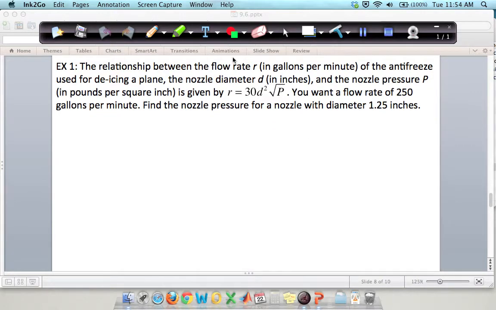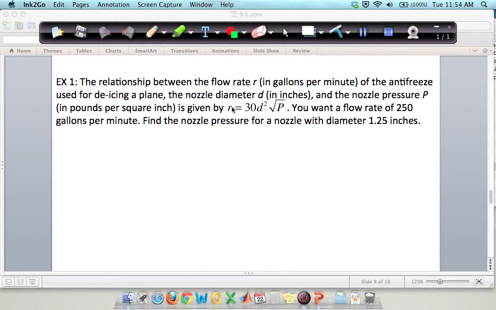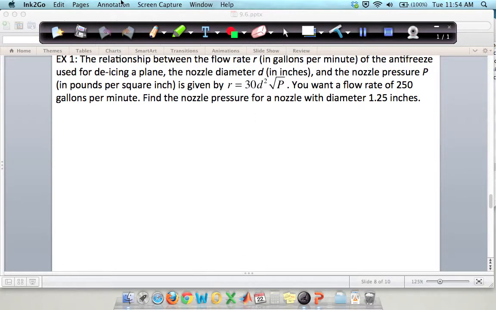Okay, let's do this example. The relationship between the flow rate R in gallons per minute of antifreeze for de-icing a plane, the nozzle diameter, and the nozzle pressure is given by this equation. You want a flow rate of 250 gallons per minute, that's your R. You want to find the nozzle pressure, or P, when your diameter, or D, is 1.25. So let's plug in the R of 250 into our equation and the 1.25 for our D and solve for P.